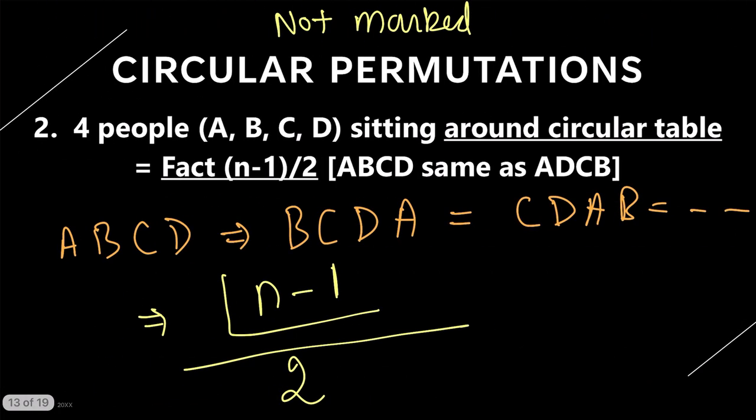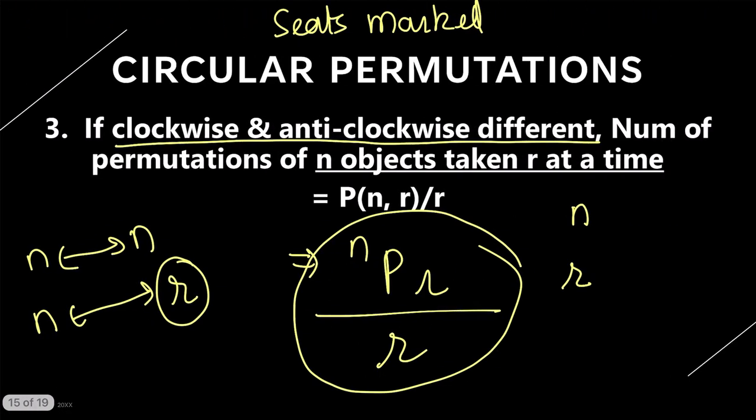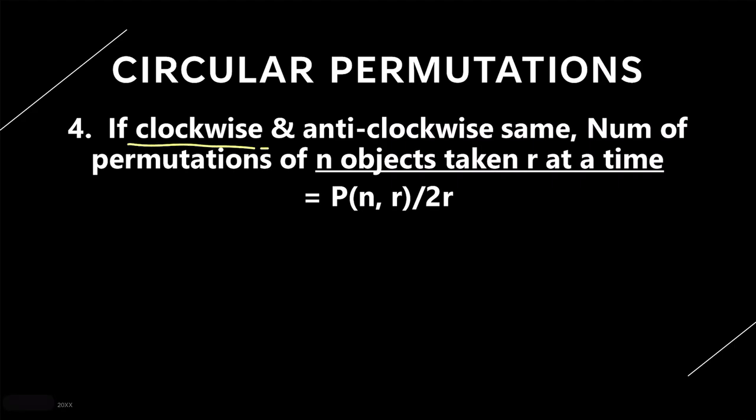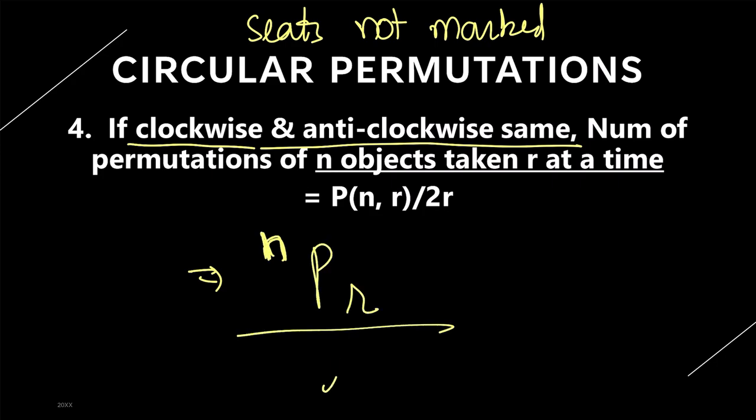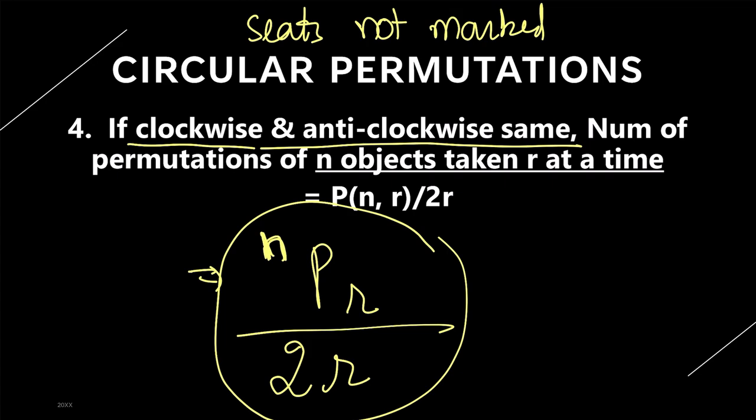In the earlier case, we had n people and we were choosing all n, everyone. Here, we have n people and we are choosing only r people. So, nPr divided by r. Here, anticlockwise and clockwise are the same, meaning seats are not marked. When seats are not marked, and we are choosing r people out of n people, the formula is nPr divided by r, just like the last example, and also divided by 2. So nPr divided by r divided by 2. I hope this is clear.